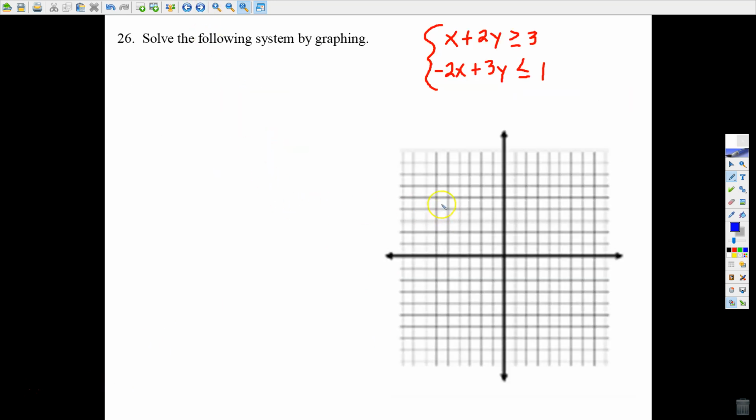Okay, number 26 is a chapter 1 review problem. So let's take a look at graphing each one of these. We need to solve them for y. We'll take this top one and solve it for y, get it in what we would call slope-intercept form so we can graph the boundary line. So I'm going to subtract x from both sides.